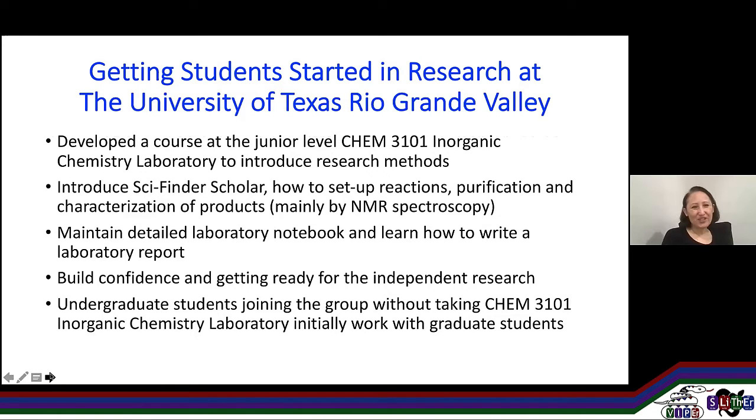So at UTRGV, as I mentioned, our main concern is students starting research very late. So I revised the junior-level inorganic chemistry laboratory to introduce research methods. I designed this course so that if they haven't started doing research, they will be ready for the chem problems course, not only in the field of inorganic chemistry, but in general in organic chemistry, pChem, and biochemistry, after taking the inorganic chemistry laboratory course.